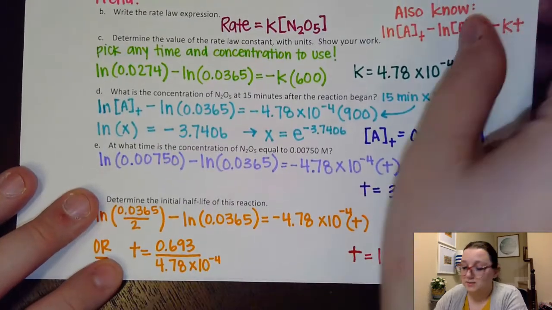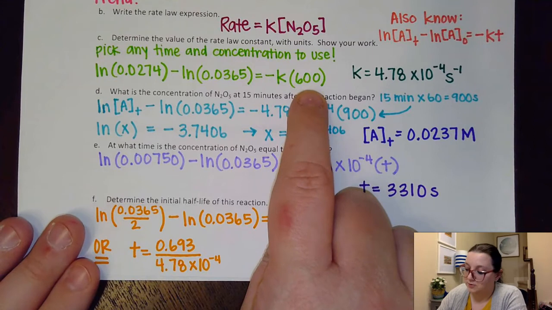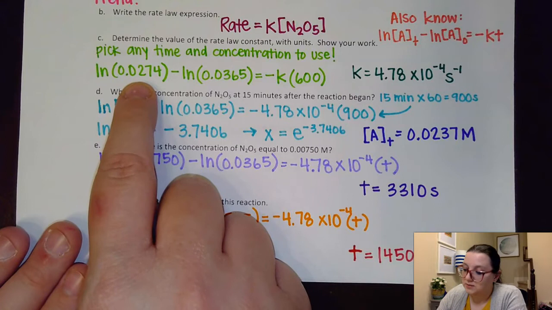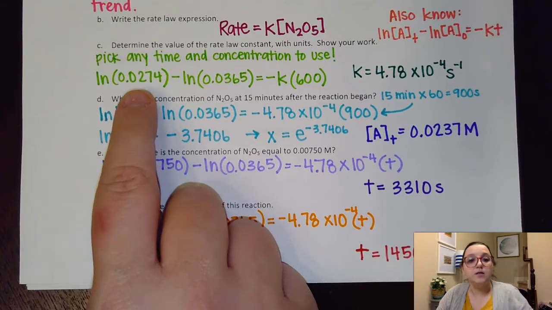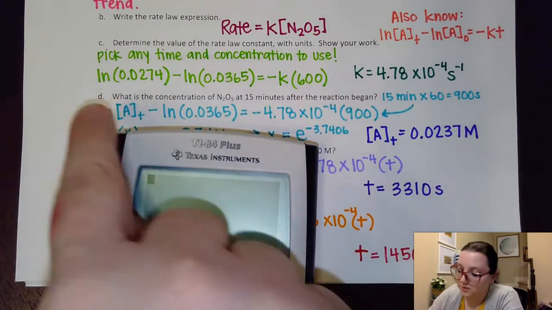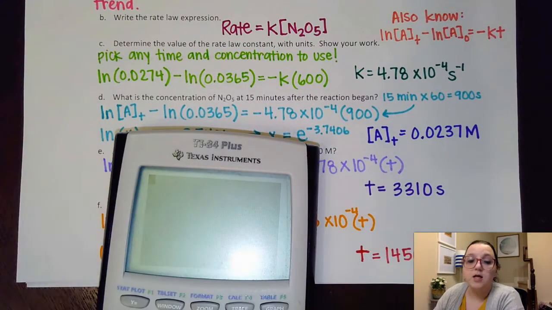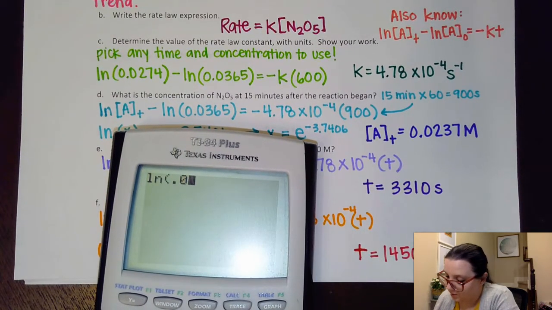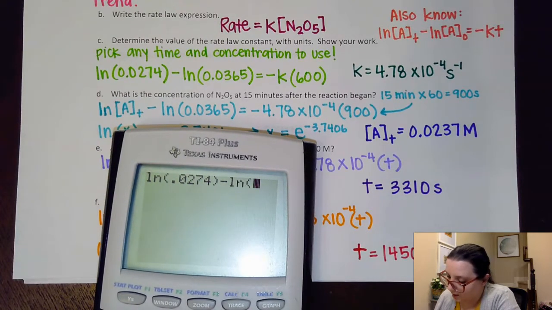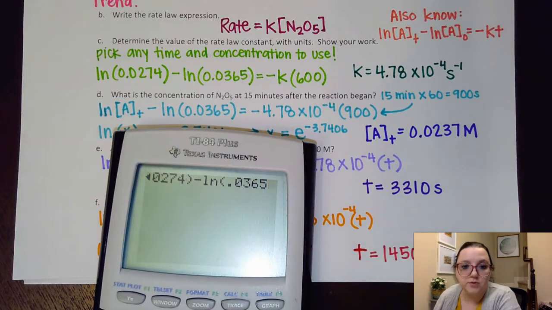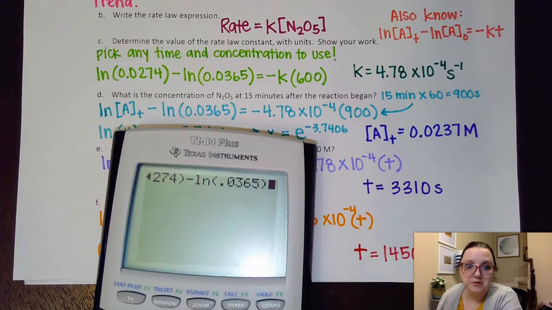So what I did is I said, hey, I'm going to use the time of 600 seconds. And at that time, I had a concentration of 0.0274. So then again, all I'm going to do is solve for k. So to get k by itself, what I'm going to first start off by doing is plugging in this information that's over here on the opposite side of it. So I'm going to have natural log of 0.0274 minus the natural log of 0.0365. Make sure to close those parentheses after you do those. Otherwise, it'll give you some errors and it'll look all crazy.